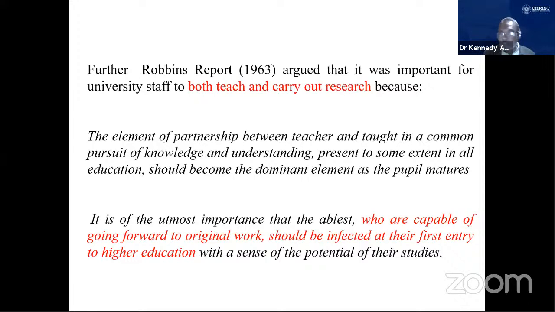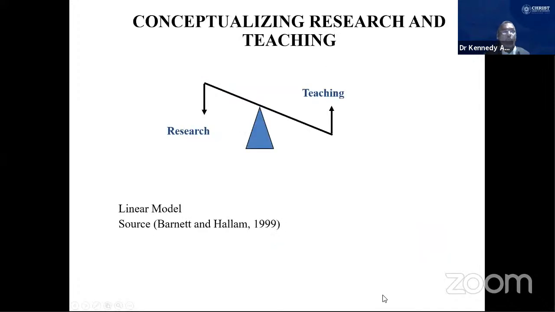I'm not going to, because of paucity of time, I'm just looking at the last point, trying to summate. It is of the utmost importance that the ablest who are capable of going forward to original work should be infected at the very first entry to higher education with a sense of the potential of their studies. That's very important. So therefore, it's important for university staff, college staff, to both teach and carry out research. All right. So, a couple more slides, and then we will wind up.